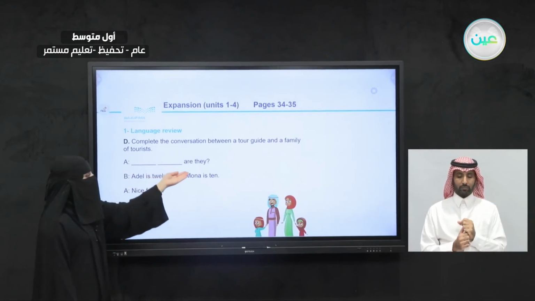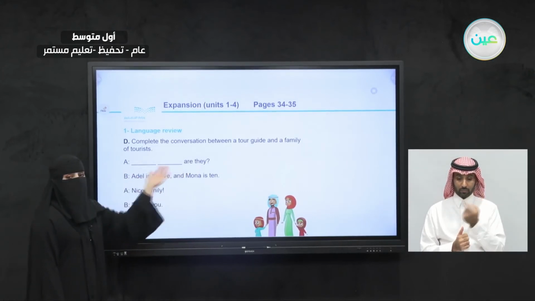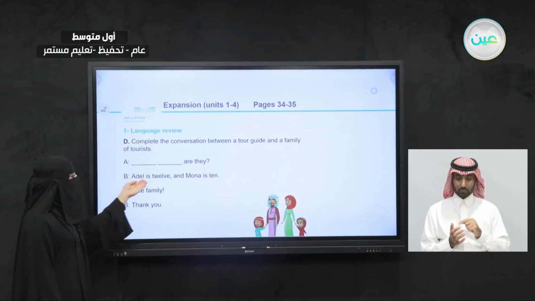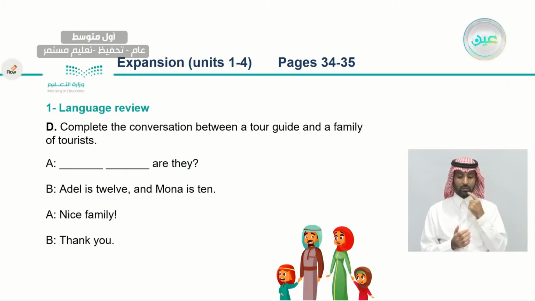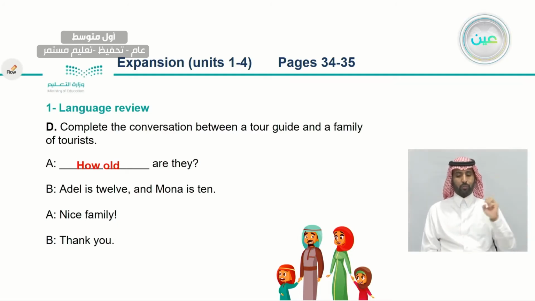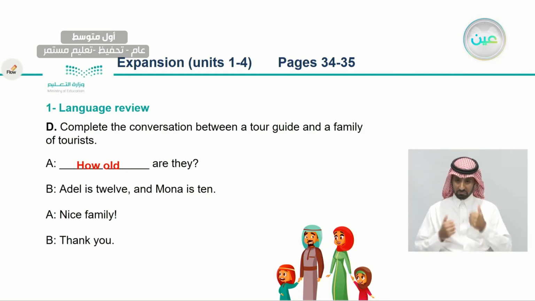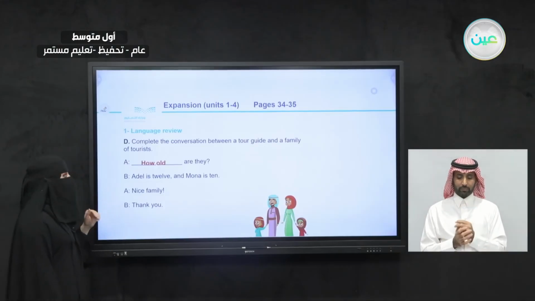Are they? Look at the answer. Adil is 12 and Mona is 10. So what's the question about? It's asking about their age. Remember the question word to ask about age? Good job. How old are they? And the answer is Adil is 12 and Mona is 10. Nice family. Thank you. This is the correct and appropriate response. Okay, good job. Take a moment and double check your answers, please.